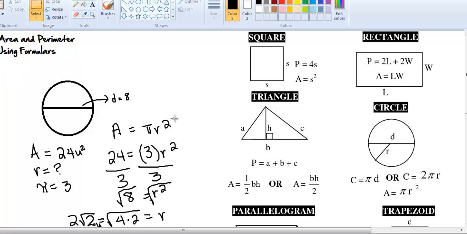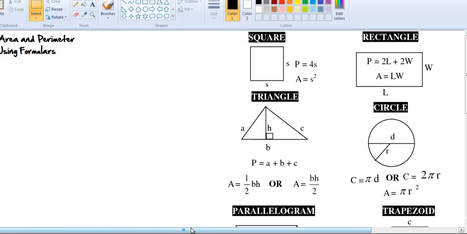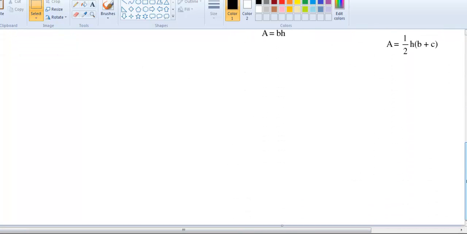So those are basic formulas that you need. I'm going to put this in your notes so that you can study those formulas. These are things that you need to know.